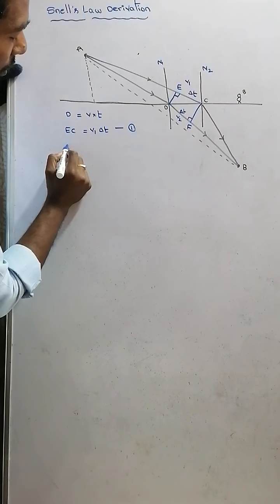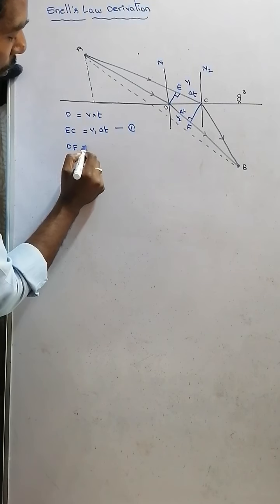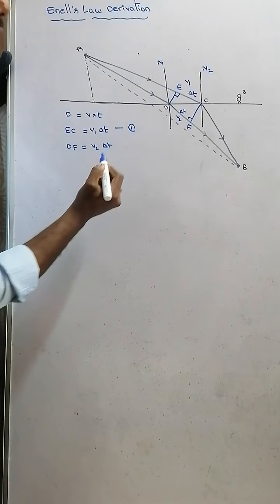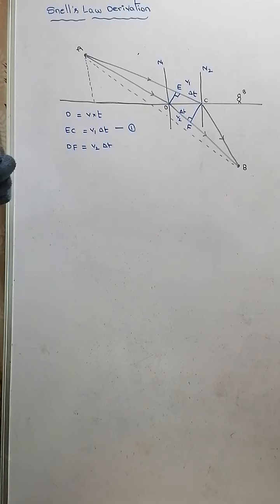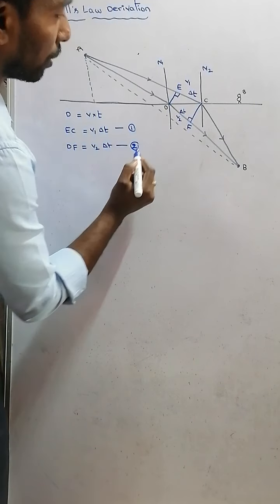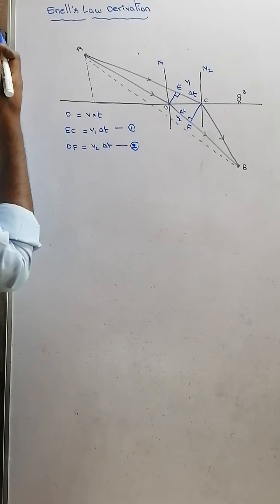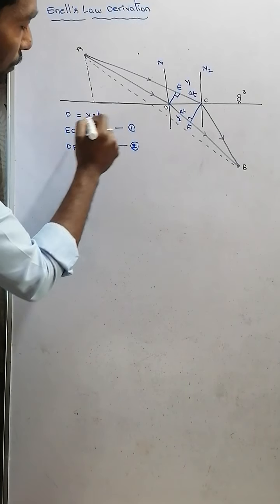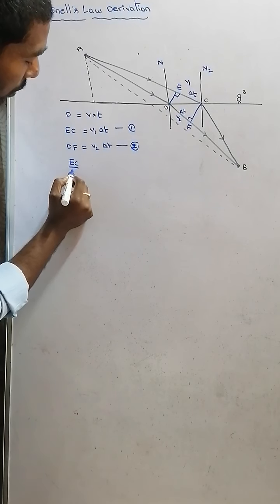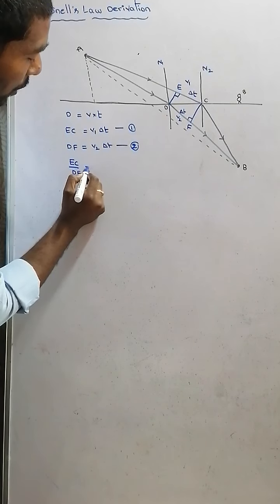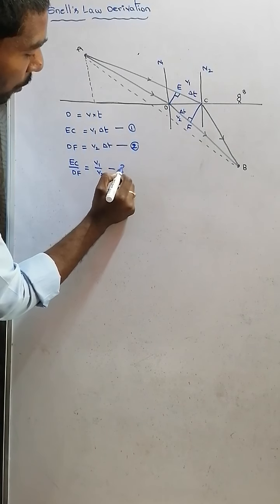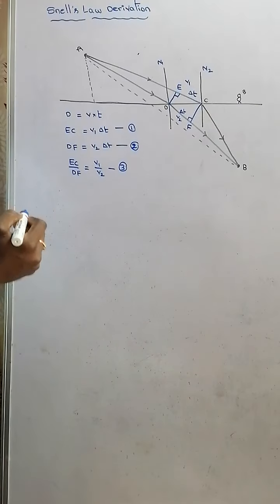Similarly, the length D to F: distance equals speed into delta t, that is v2 into delta t. Let's consider that this is equation number 2. Then from equation number 1 and equation number 2, EC by DF is equal to v1 by v2. Assume that it's equation number 3.